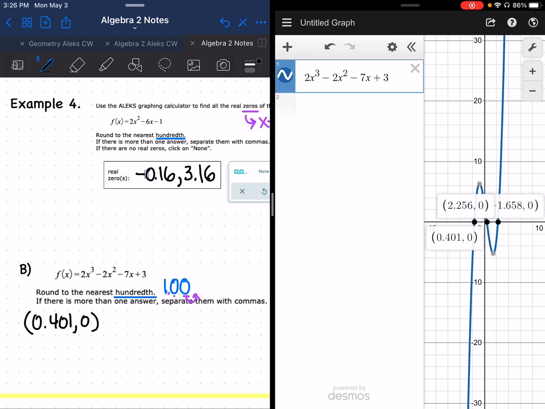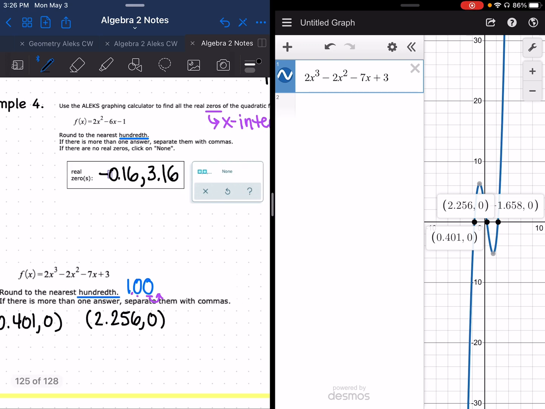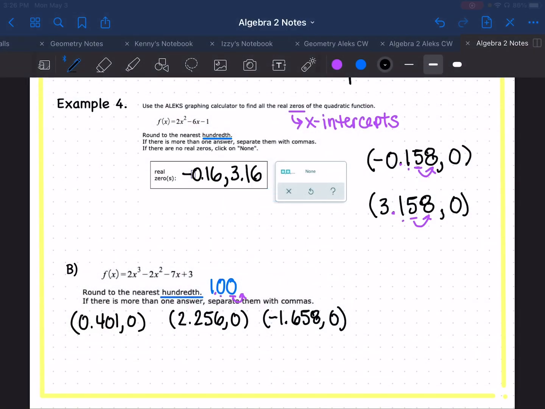There's 1. Here's the second one, and I'm not putting them in any particular order. I'm just kind of putting them in the order that I see them. And it looks like negative 1.658, comma 0. There we go. All right, let's go ahead and slide that off to the side.